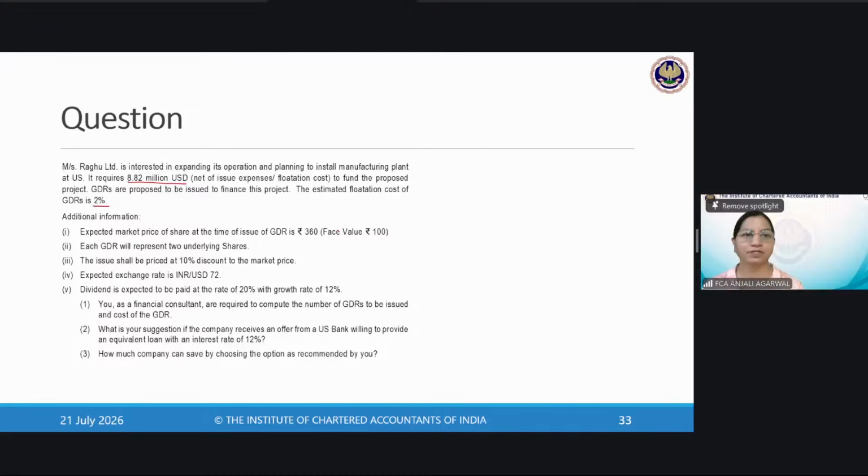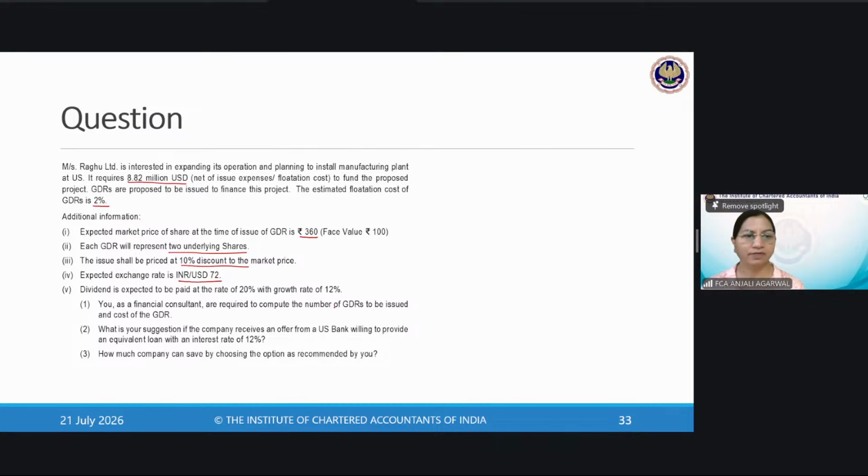There is additional information. The market price of the share at the time of issue of GDR is rupee 360. So Indian rupee will be kept with the depository bank in US, where it would be converted into a GDR. And each GDR will represent two underlying shares. So the investors in US will be able to get depository receipts. Issue is also to be priced at 10% discount to the market price. And the current exchange rate is 1 USD is 72 rupees.